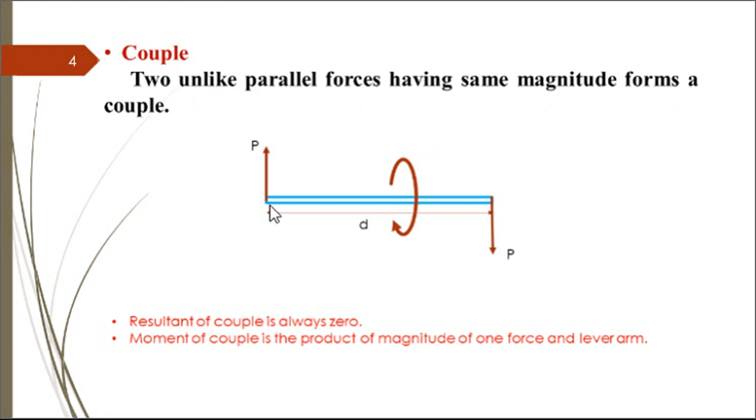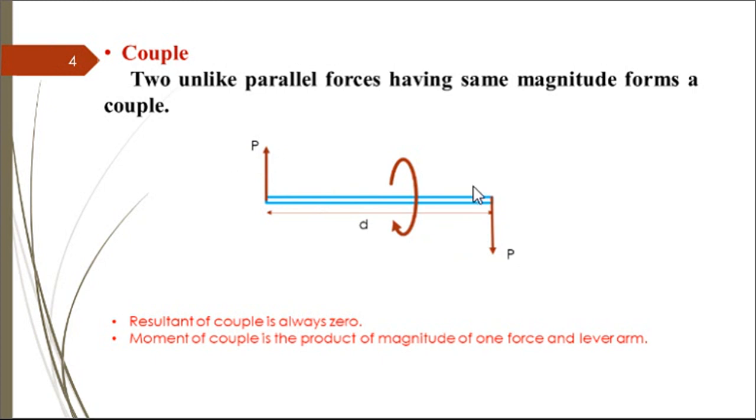You can see here a figure. This is a horizontal beam. At both the ends of this beam, force P is applied, and both the forces are parallel forces, but unlike. One of the forces is going in the upward direction and the other force is going in the downward direction. So this is an unlike parallel force system. Now if you see, the magnitude of both the forces is the same.